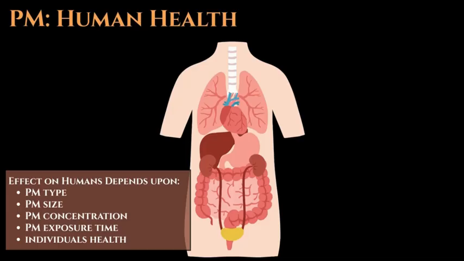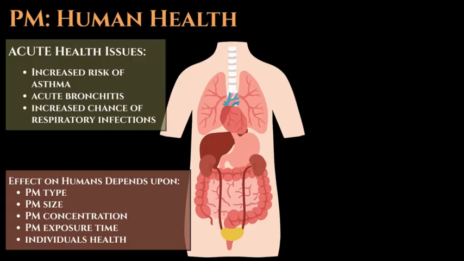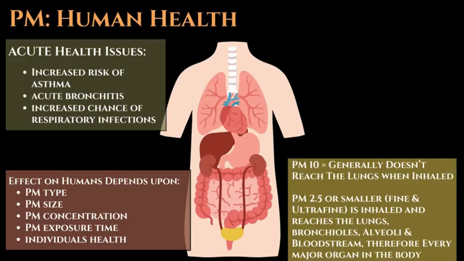So acute health issues include the increased risk of asthma, either getting asthma or making your asthma worse if you already have it, acute bronchitis, which is more extreme, and the increased chance of respiratory infections. Again, the degree is based on the individual's health and the amount and concentration of particulate matter in the lungs. Of course, the size is critical because PM2.5 and smaller, the fine and ultrafine, is going to reach the lungs and cause these kinds of health issues.